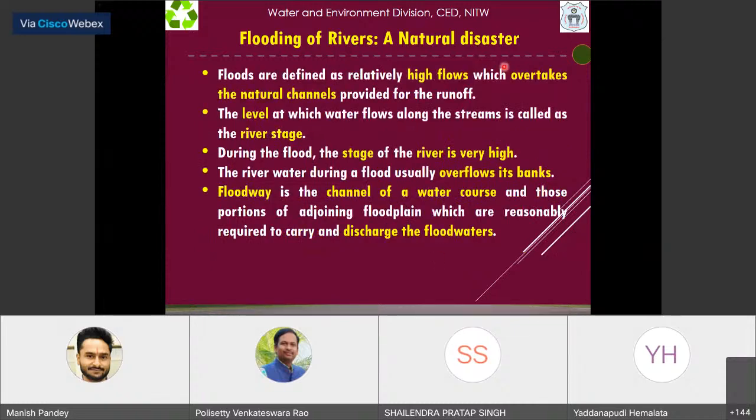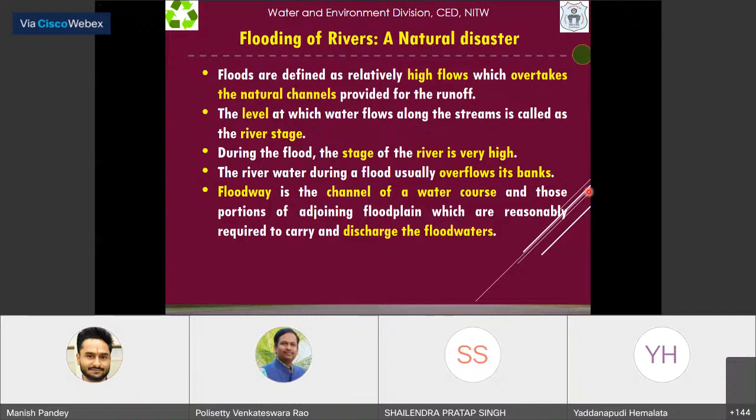So if I want to define floods, they are defined as relatively high flows which overtake the natural channels provided for runoff. Whatever channel is provided for runoff, if that channel can take care of the runoff generated from the rainfall, it won't result in inundation. But otherwise, it is likely to cause a flood.